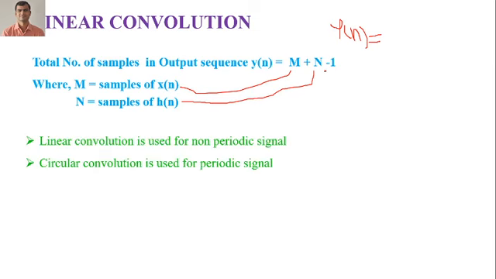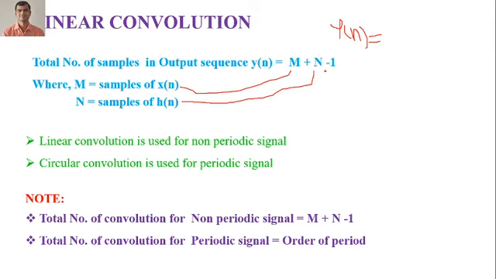Now, most of the time linear convolution is used for non-periodic signals. If the signal is non-periodic, then we use linear convolution, and if the signal is periodic, we use circular convolution. I have told you earlier, the total number of output samples for a non-periodic signal is L plus M minus 1, the samples of x of n plus samples of h of n minus 1. And for a periodic signal, that means for circular convolution, it is nothing but the order of the period. That many samples of convolution we will have for a periodic signal.